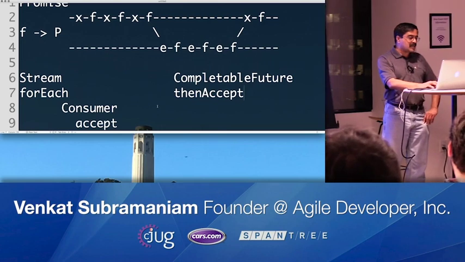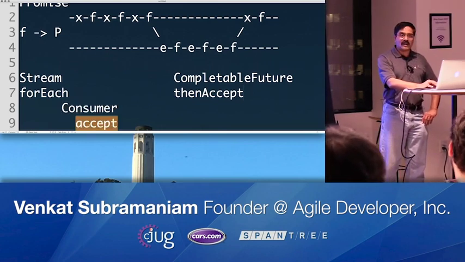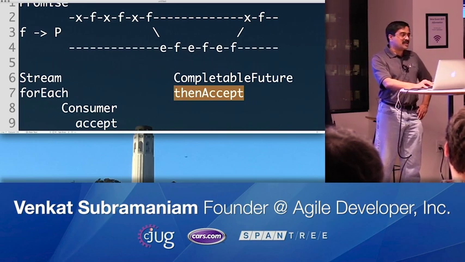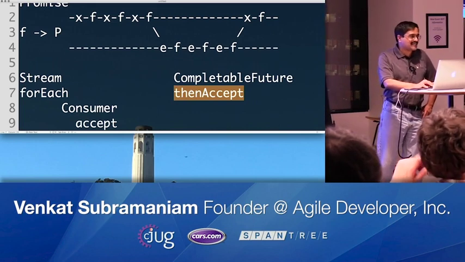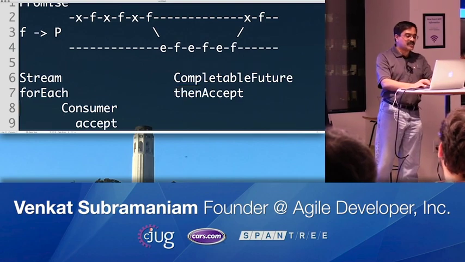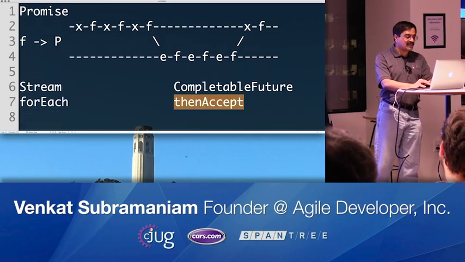Because the consumer's method is called accept, it doesn't make sense to use forEach. So they decide to say thenAccept, that one value given to you. So now this makes really good sense why this method is called thenAccept.